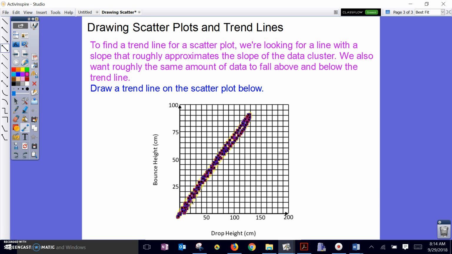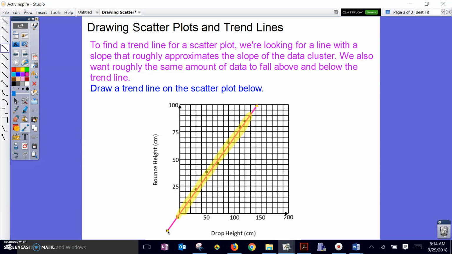Maybe my trend line looks, wow, that's freaky. Maybe my trend line looks something like this. And I'm going to tell you, looking at this trend line, it's not a very good one. It's close, but it's not quite where I want the trend line to be.